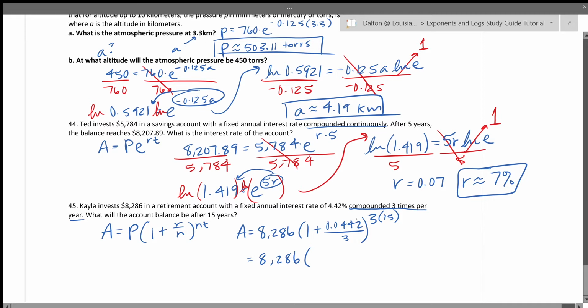So 0.0442 divided by 3, get that decimal, then add 1. So it'll be about 1.0147, all to the 3 times 15, so to the 45th power. And then if you go ahead and type this in and estimate this, that's going to be approximately $16,002.27.